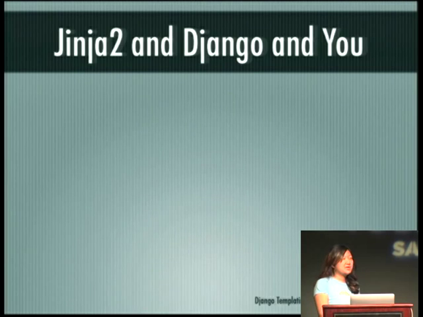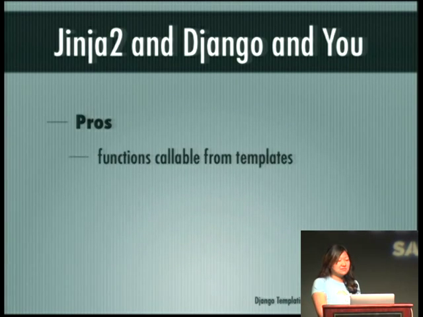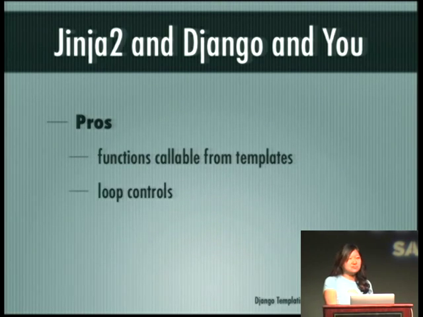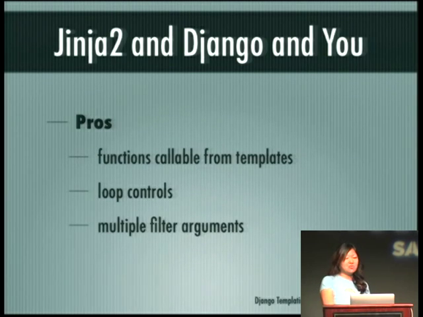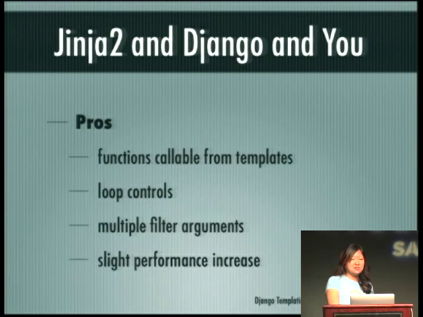But let's kind of talk about Jinja, which is kind of popular. Why would you use Jinja with Django? Well, functions are callable from templates, so now you don't have to write your own tags and filters. Loop controls, there's more power in the loop controls in Jinja over Django. Sometimes some people feel that you can't do as much with the built-in for loop in the Django templating language. Multiple filter arguments as well, and there is a slight performance increase with it.